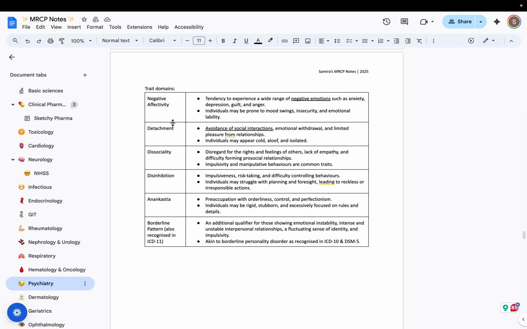Negative affectivity is the tendency for a person to experience negative emotions. Detachment is avoidance of social interactions. Dissociality is disregard for the rights and feelings of others and lack of empathy. Disinhibition is impulsiveness, risk-taking behavior. Anankastia? What? Anankastia is preoccupation with orderliness and perfectionism.